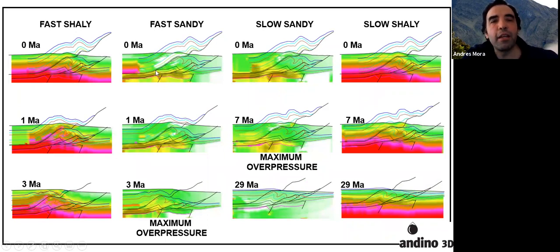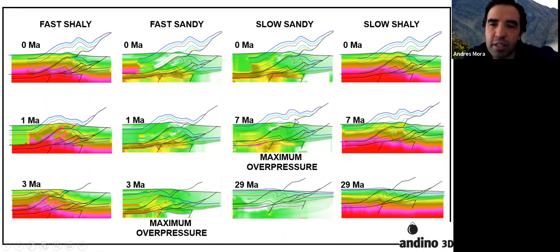We have here a reduction from the maximum overpressure that we get at 3 million years. When the frontal thrusts are active, we only have detachment faults here. When they're faulted, we see a reduction in overpressure, and also when the most internal fault is activated, we see also a reduction in the overpressure.